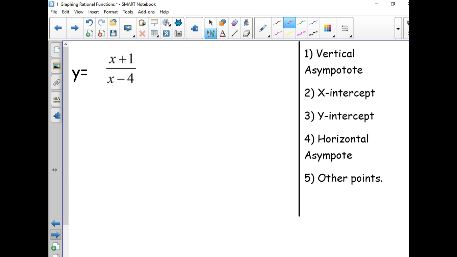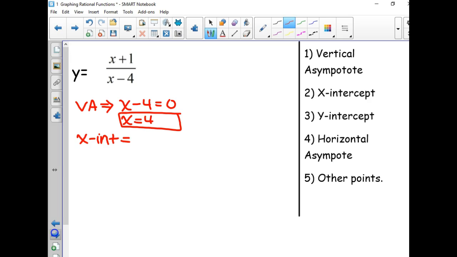Step 1, vertical asymptote. What does it say to do? Solve for x. X minus 4 is equal to 0. What is x equal to? X is equal to 4. Do you have to show this x minus 4 is equal to 0? No. If you can see it, that's fine with me, okay? You don't have to show that work. But x minus 4 is your final answer there. The next step is your x-intercept. How do you find that again?